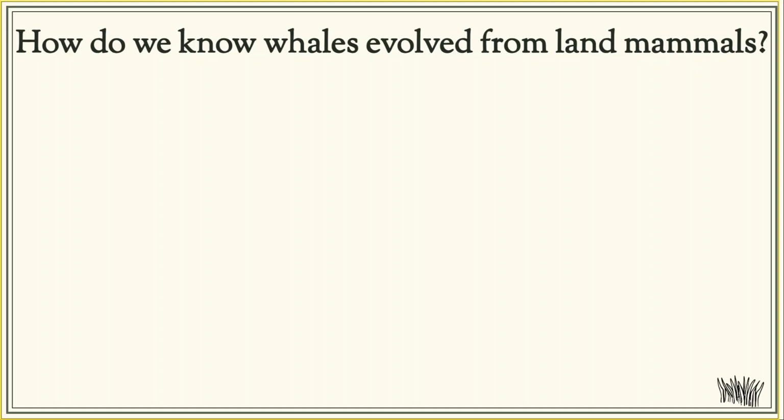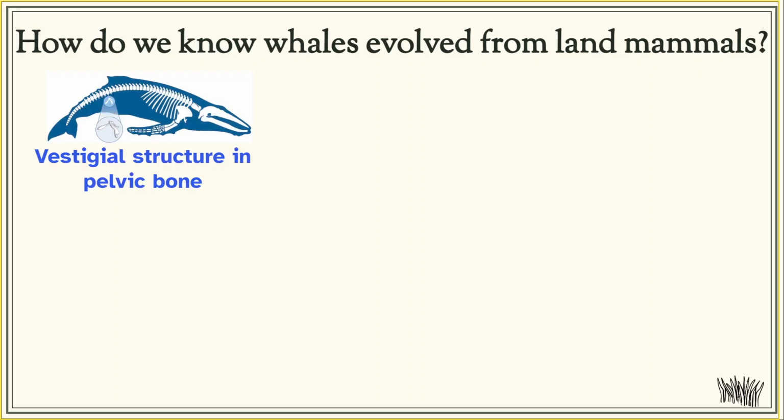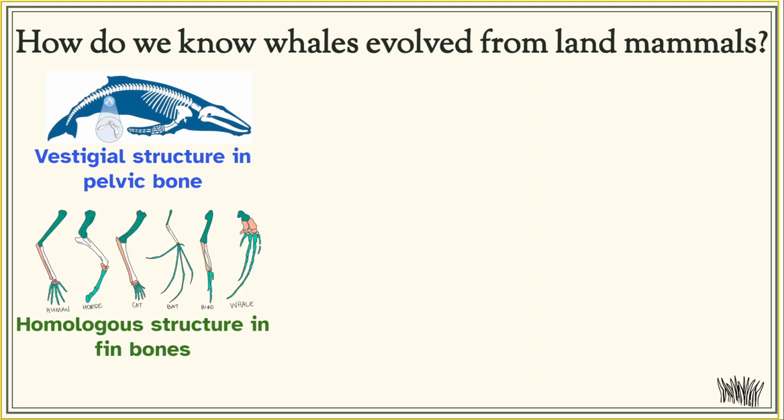So, how do we know whales evolved from land mammals? Let's go back to that lab that we talked about on Wednesday. We have the vestigial structure, their pelvic bone. They have a pelvis they no longer need. That's their vestigial structure. That shows us they used to have legs. We have the homologous structure. That's their fins. We notice that their fins have the exact same bones as our arm bones. That showed us that they probably had similar arm bones to us that they used to walk before.